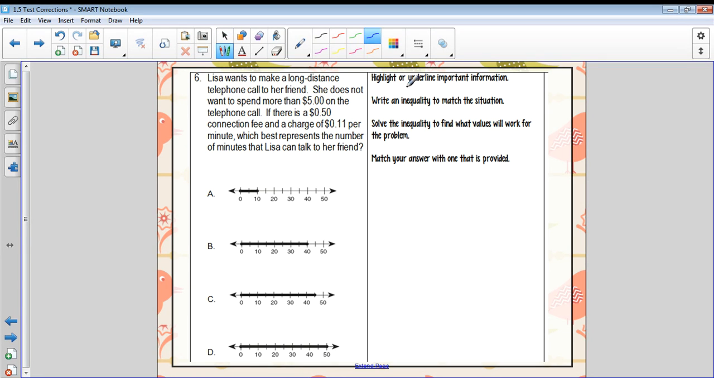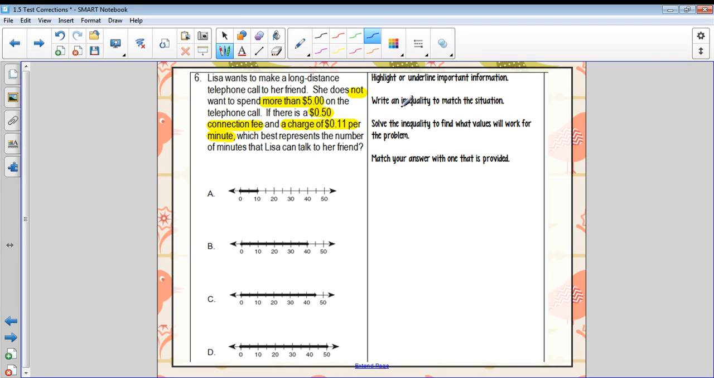The first thing that we're going to do is highlight or underline the important information. So that first sentence wasn't really important. We do know that she does not want to spend more than $5 on her call. There's going to be a 50-cent connection fee and a charge of 11 cents per minute. And we're looking for the number of minutes she can talk to her friend. Okay, so again, not that much was important in that whole paragraph.